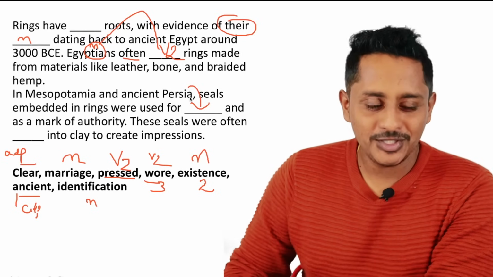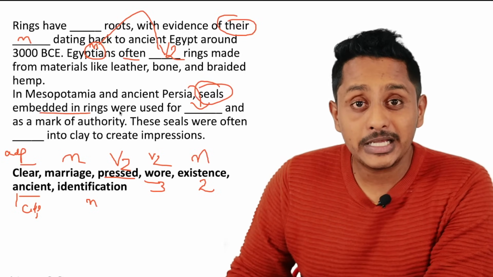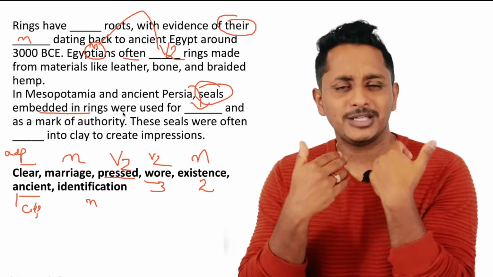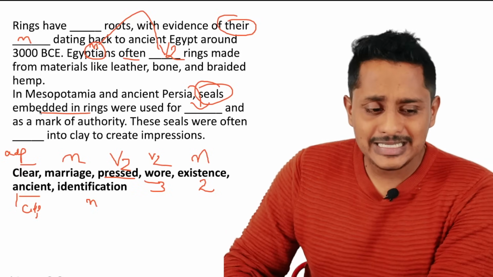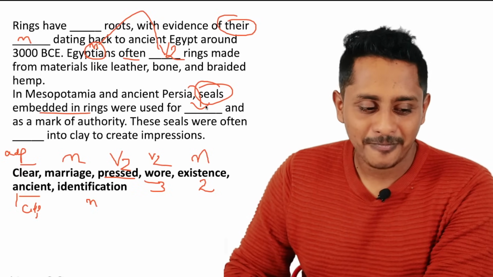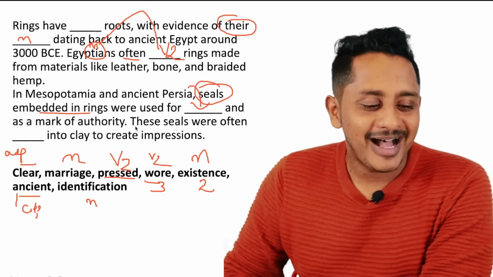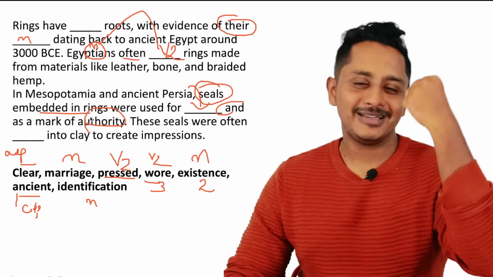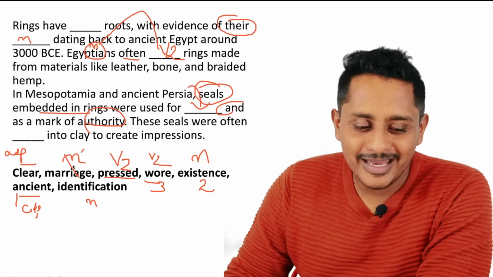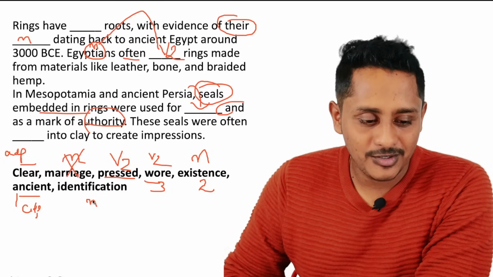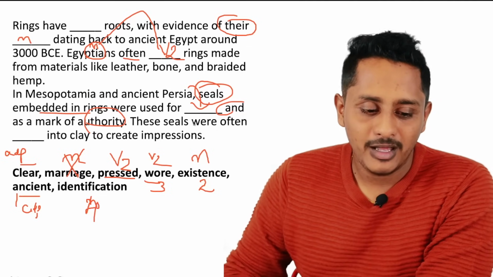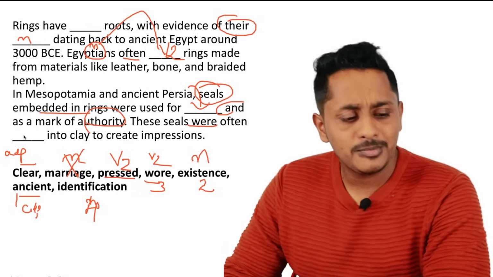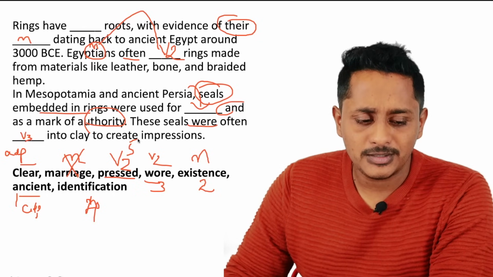Now we'll directly come here. "In Mesopotamia and ancient Persia, seals embedded in rings." In a ring, I have got a seal here, let's say. Why? Because I want to prove that it is me. I'm a king or something. Probably seals embedded in rings were used for dash, were used for marriage? Never, right? It's used for identification and as a mark of authority. It's identifying the authorizing entity. It is not the marriage that is the trap. Identification is going to be the fourth one, and after "were", I told you these were killed, these were given, verb 3 has to come. Another verb 3 is pressed, this is going to be the fifth one.